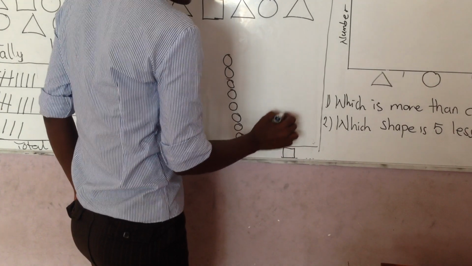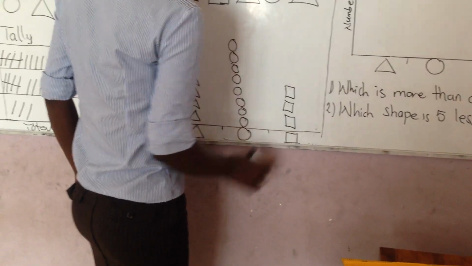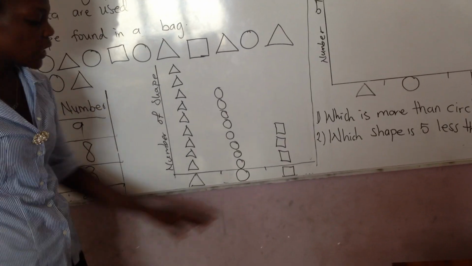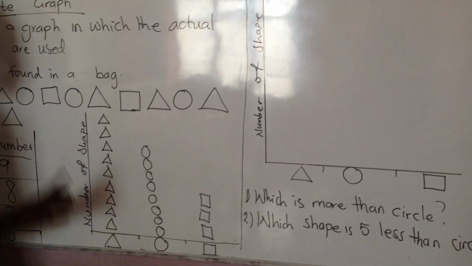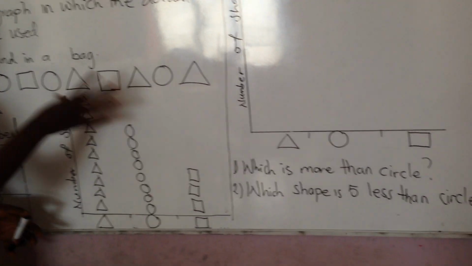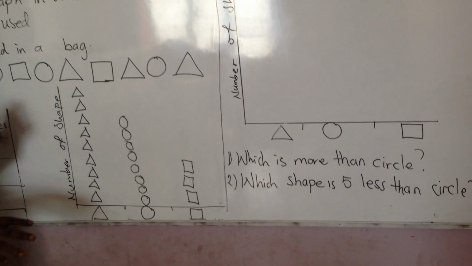1, 2, 3. The down ones are not part. They are just there to show you the type of shape that you are supposed to draw. So this is how a concrete graph is supposed to look like. The actual shape or the actual object, that is what you are supposed to use to draw the graph.